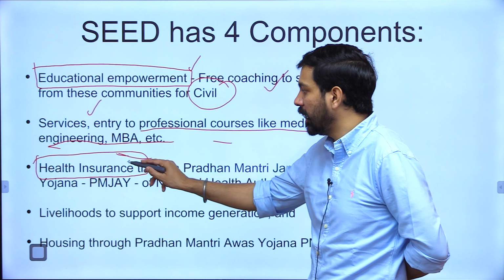Again I will repeat it. First of all is educational empowerment. The government has stated that this can be done by providing free coaching for civil services and by providing access to professional courses. Second, to improve the health indicators, the government aims to extend insurance benefits, that is PM Jan Arogya Yojana. To improve the livelihood and quality of life, the government aims to support them through income generation activities. And for affordable housing, the government aims to extend the benefit under the Pradhan Mantri Awas Yojana. These are the 4 components of this scheme.